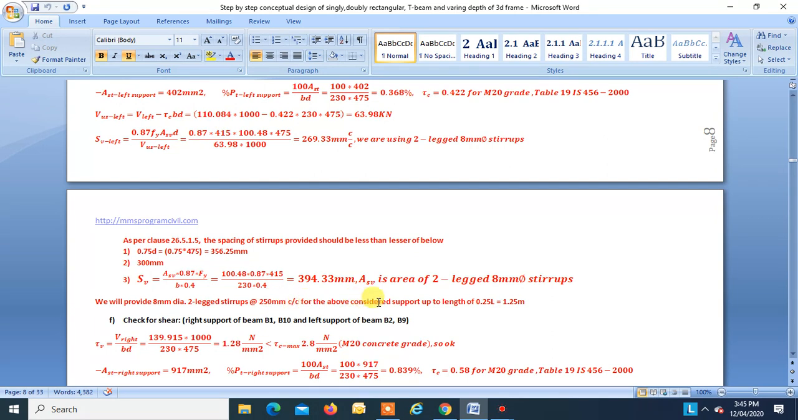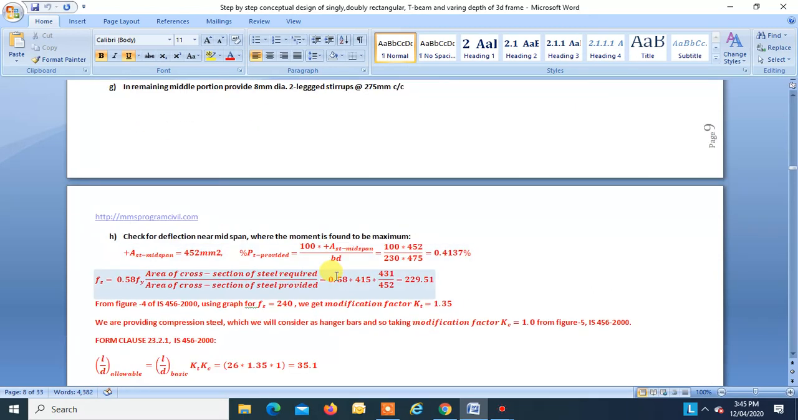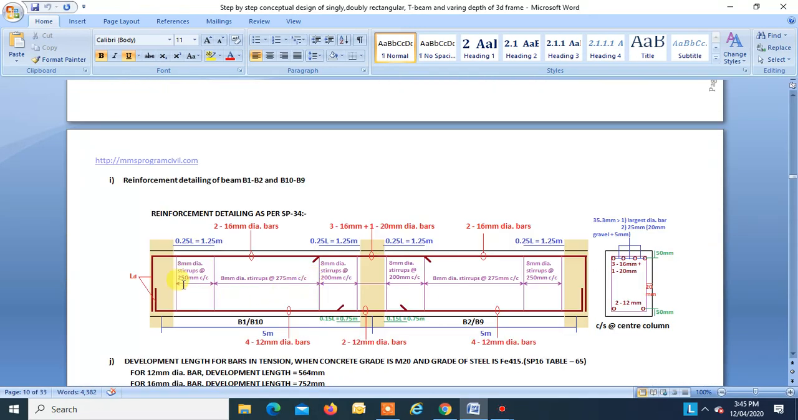to center for a distance of 1.25 meters from the left hand support. Let us see it in detail over here. For a distance of 1.25 meters, 8 mm dia stirrups about 250 mm center to center. Same thing we will provide over here also, right?